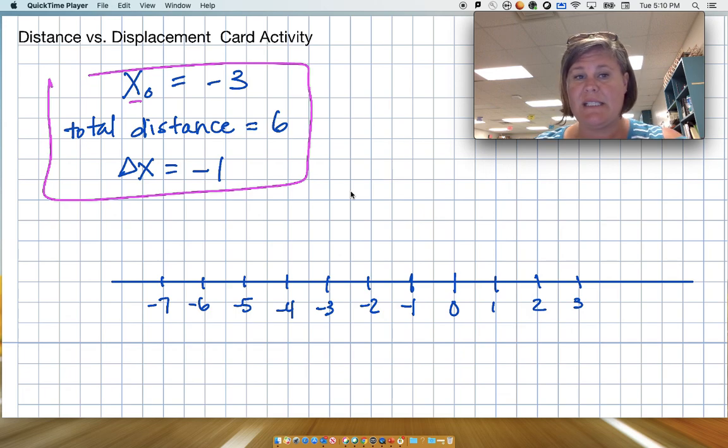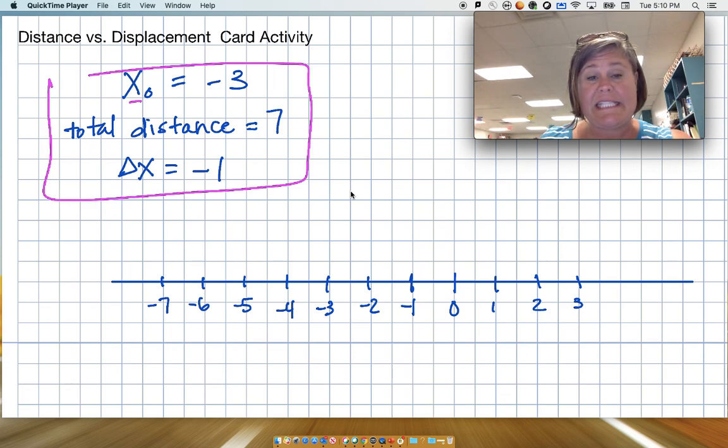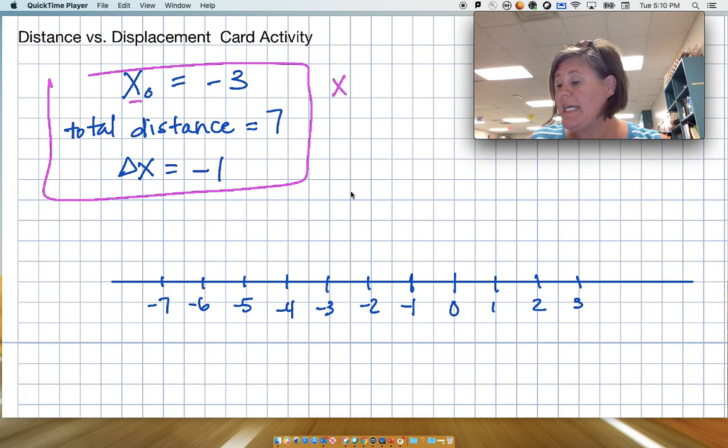Our total distance or length, you know what? Actually, I am going to change that to 7. Okay, and then our total distance is 7 units, and then our displacement is -1.